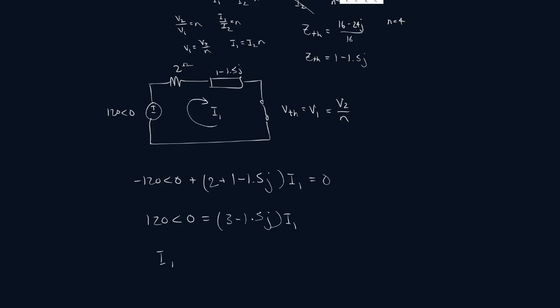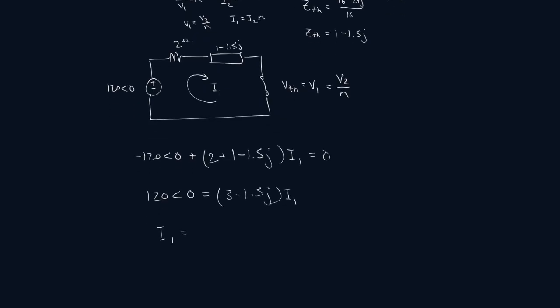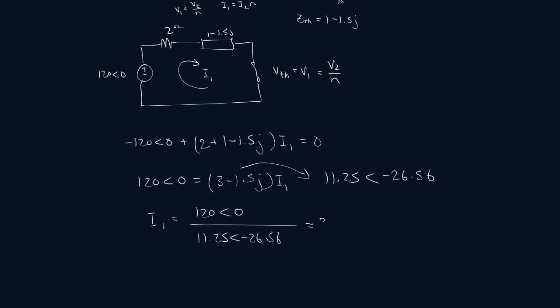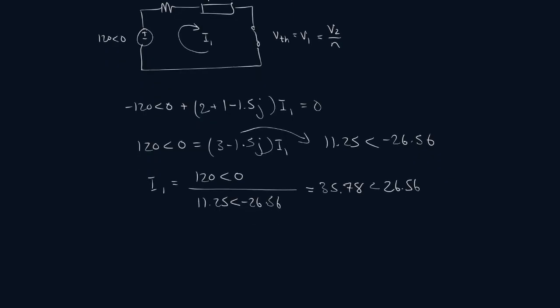And I1 will be equal to 120 phasor 0. Let me find the phasor of this. So it's 11.25 phasor minus 26.56, and that's 35.78 phasor 26.56. Okay, and now we have I1.